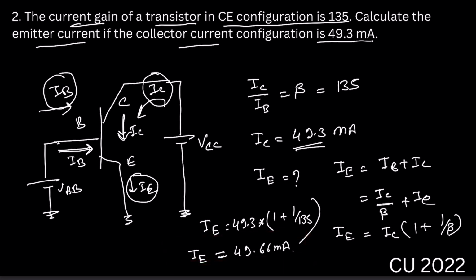So in the CE configuration, beta is 135 and the IC is 49.3. Then what is the value of IE? IE is 49.66 milliampere. So let's go to the next question.